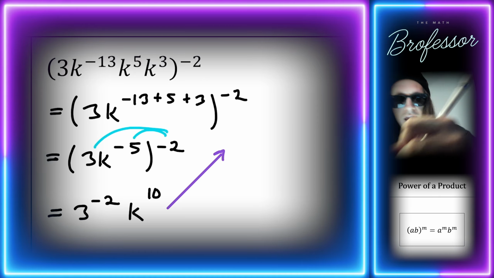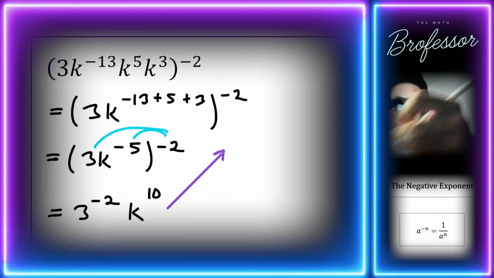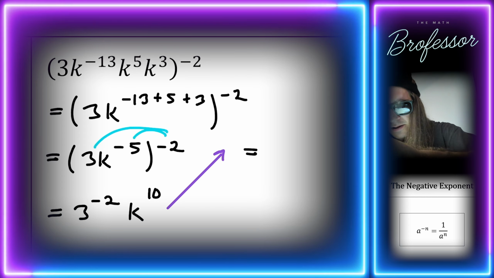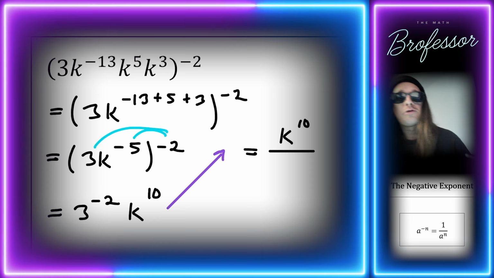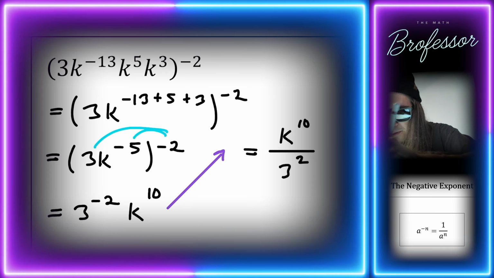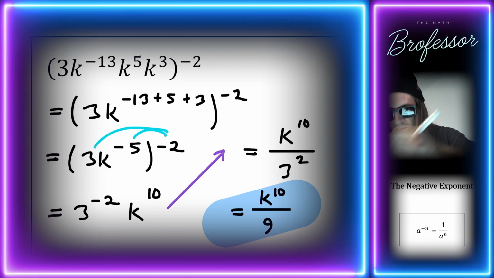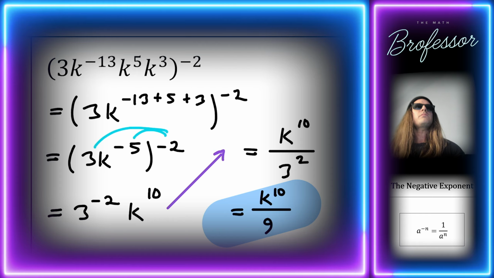All right, we have a negative exponent we need to deal with. So that is the property for that. The k has a positive exponent, so leave it. It's the 3 that has a negative. So that 3 to the negative 2nd power is going to become a 3 to the positive in the bottom. And we can actually evaluate that. 3 squared, or 3 times 3, is 9. That's it. There you go.